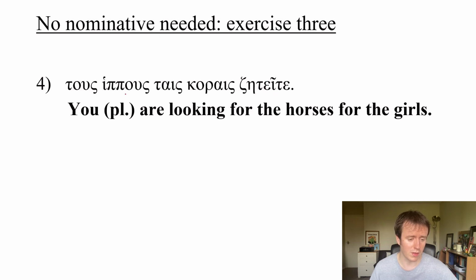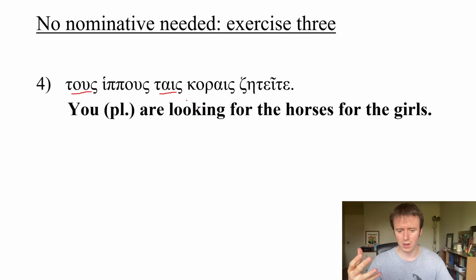Then we had the horses at the start in the accusative case and in the plural. We know that from the masculine accusative plural definite article. The horses, and then we had tais korais, which means for the girls. It's the girls in the dative case and in the plural, okay? We know that it's dative and plural from the feminine dative plural definite article, tais. So it could mean to the girls or for the girls, out of context. But in context, we need to say for the girls rather than to the girls, because you can't say you are looking for the horses to the girls. You need to say for the girls.